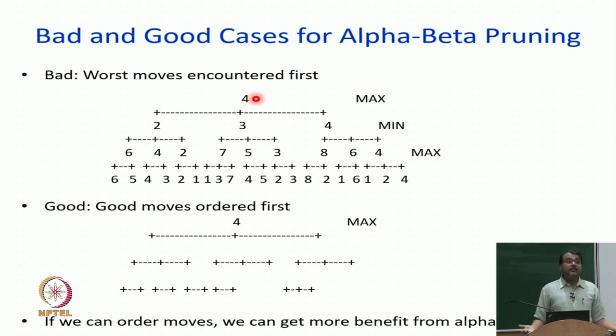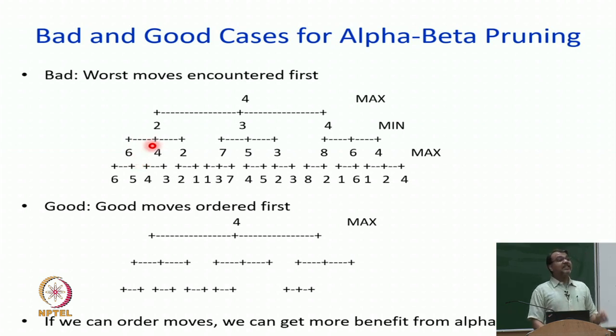If I ordered my nodes as 2, 3, 4, after I explore 2, I will have to explore 3 because 3 will finally be better. There is just no way I cannot explore 3. I will have to explore 4 because 4 will be better. Similarly, for children of 2, the min node, I have ordered them 6, 4, 2. So, once I get the value 6, I will have to explore 4, I will have to explore 2 because 2 is the finally correct answer.